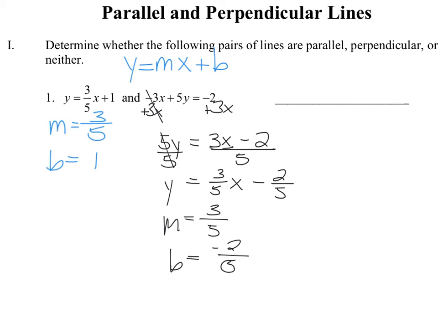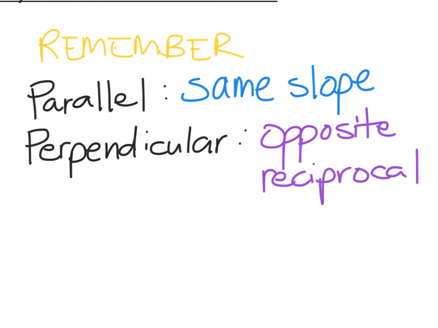In order to tell if they're parallel, I compare slopes. My slope here on this side is positive 3/5. My second equation, my slope is also 3/5. When slopes are the same, that means my lines are parallel. Remember that parallel lines have the same slope, perpendicular lines have the opposite reciprocal slope.